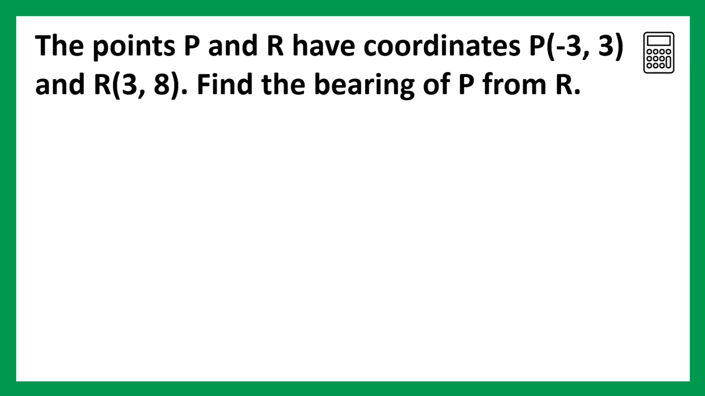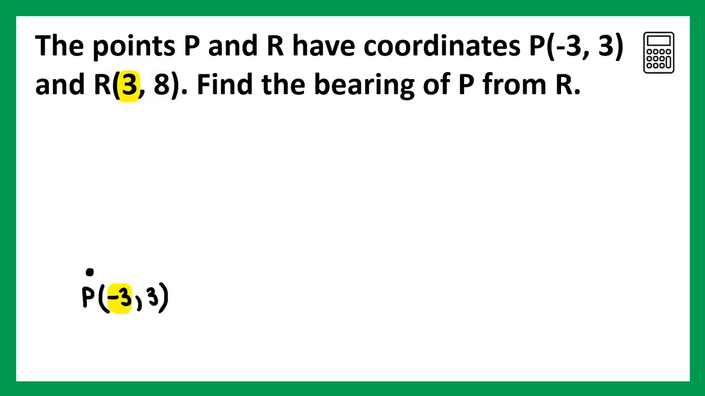The points P and R have coordinates -3, 3 and 3, 8. Find the bearing of P from R. The use of a diagram will help us to understand the question. Starting off with point P, which has a coordinate of -3, 3. R has a coordinate of 3, 8.